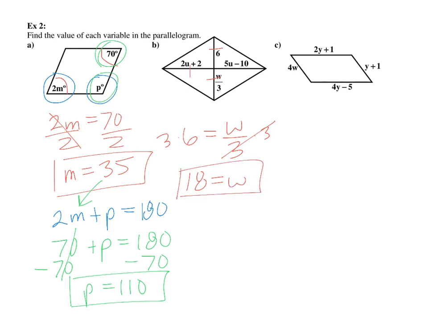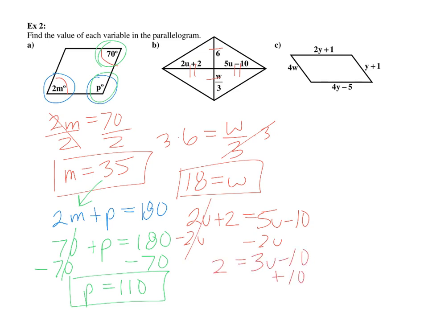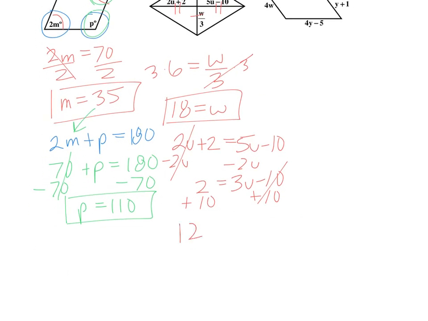And then for the next one, I know that these are the same. So 2u plus 2 is equal to 5u minus 10. All right, so I'm going to subtract 2u. I have 2 is equal to 3u minus 10. I'll add 10. I have 12 is equal to 3u. Divide by 3. And u is equal to 4.